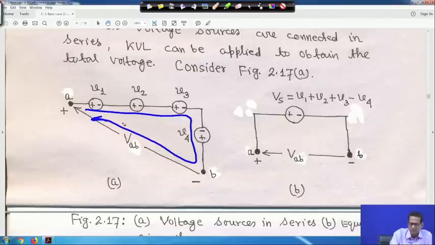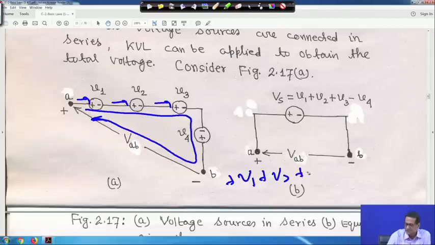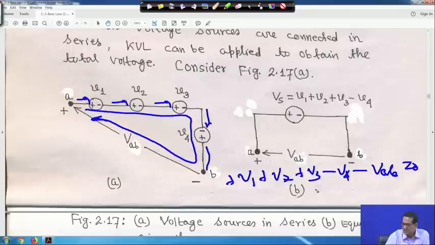So, what will happen if we look into that: as soon as we move clockwise, it is plus V1, then again plus V2 because it is clockwise, and this is also clockwise, plus V3. Then clockwise, this is minus V4 because the minus sign is encountered first. Then here also VAB is there, but I am moving clockwise, so encountering the minus terminal first. So, minus VAB is equal to 0. That means VAB is equal to V1 plus V2 plus V3, and that is VAB.